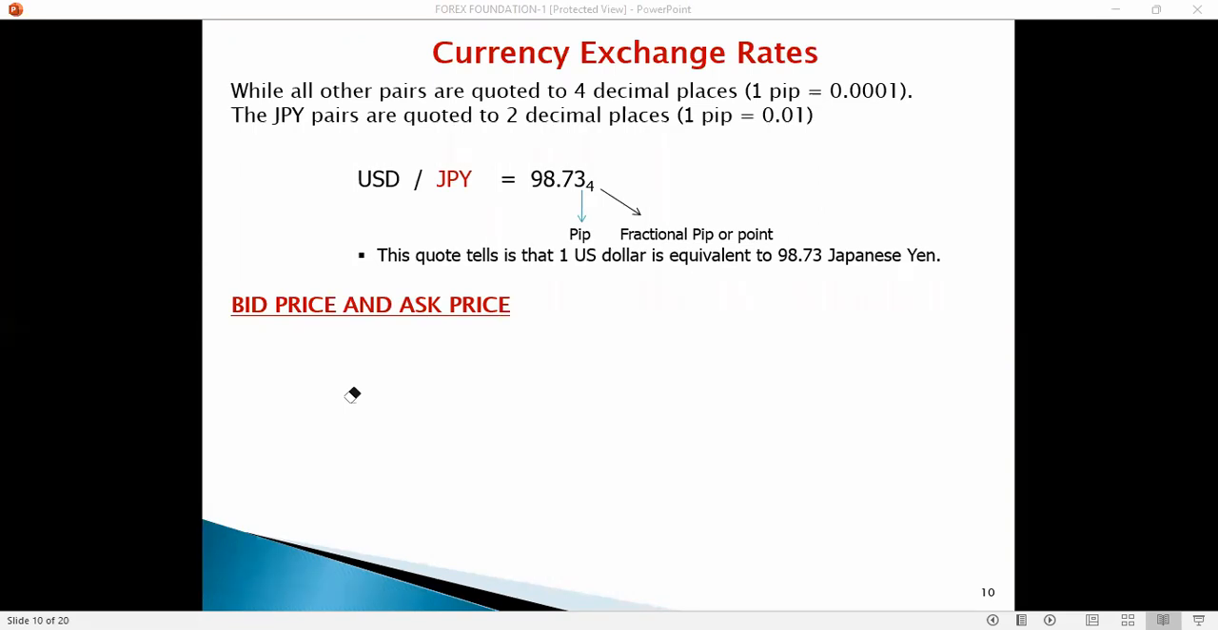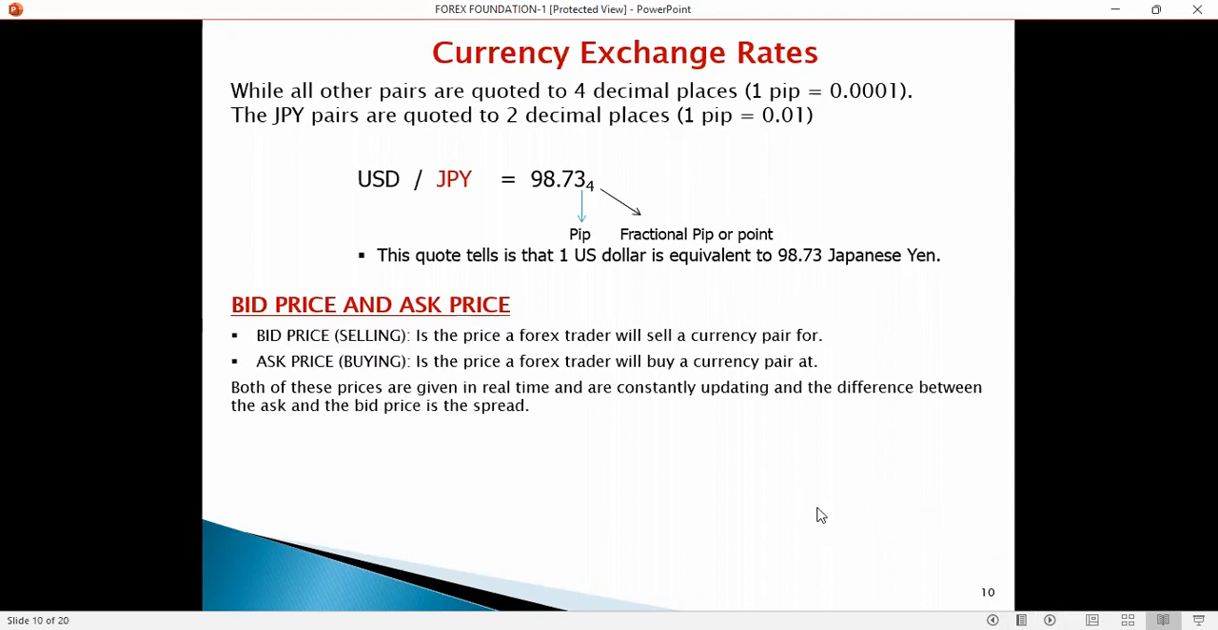So now let's talk about bid and ask price. What is bid and what is ask price? Bid price, which is the selling price, is the price a forex trader is willing to sell a currency pair for. Now, you may be asking yourself, why is this the other way around?